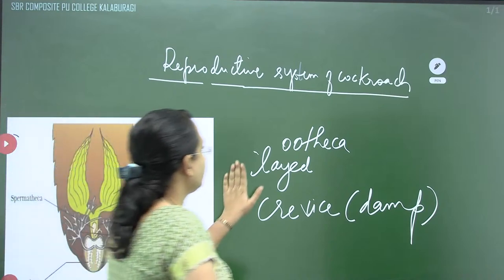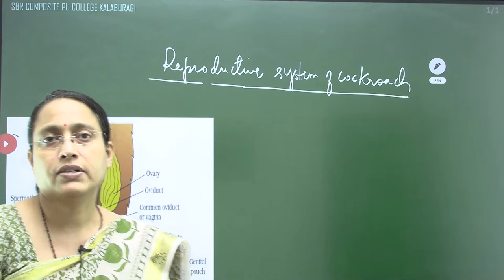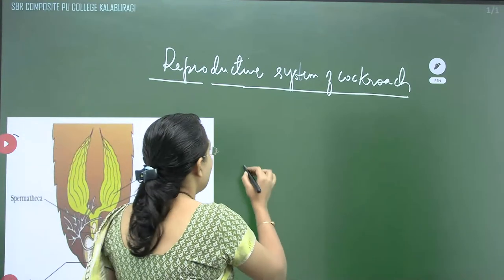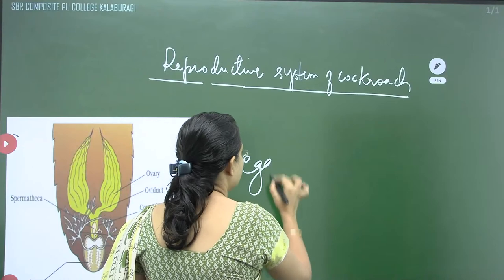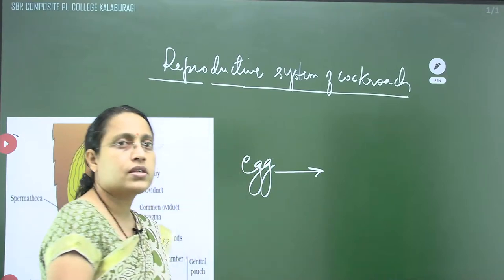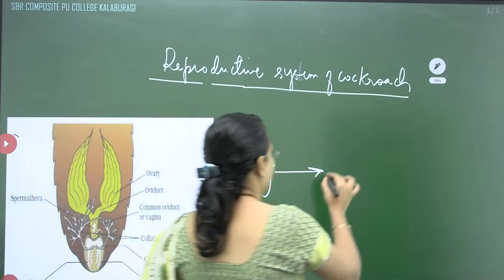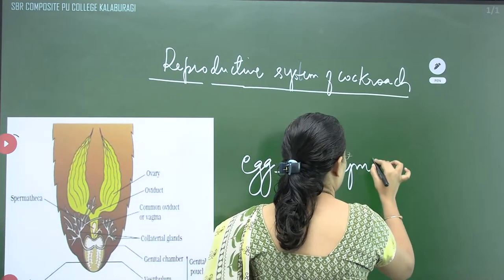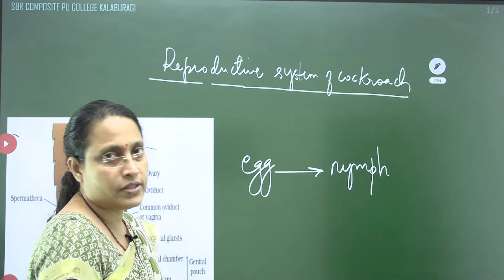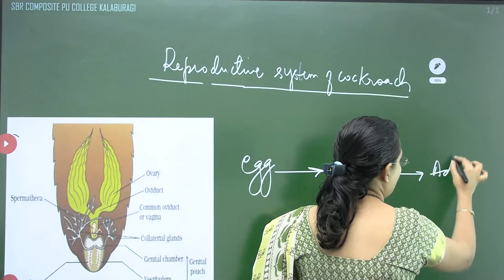Then what development occurs afterwards? The egg is fertilized already, so the fertilized egg starts developing. Then it forms an immature intermediate called a nymph. After a nymph is formed, this nymph further forms an adult cockroach.